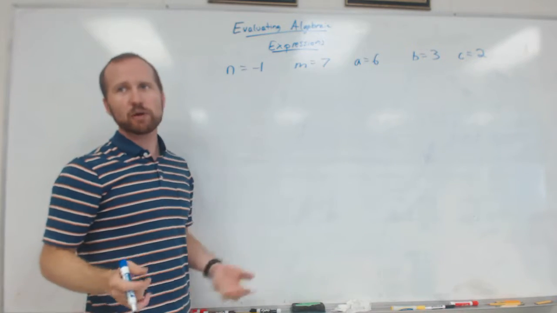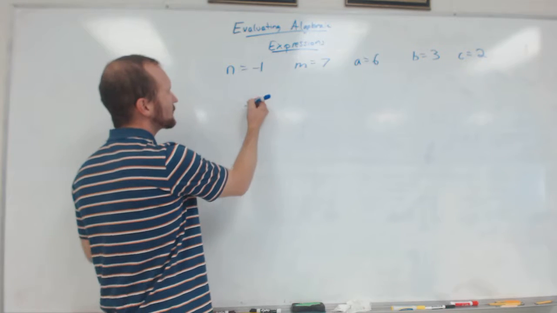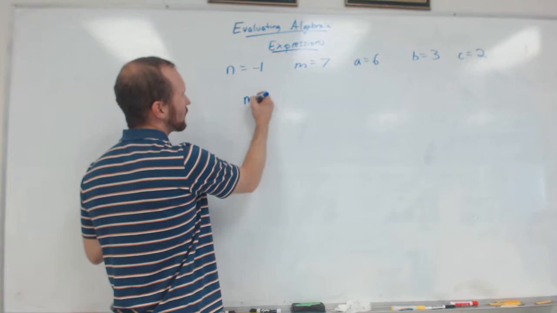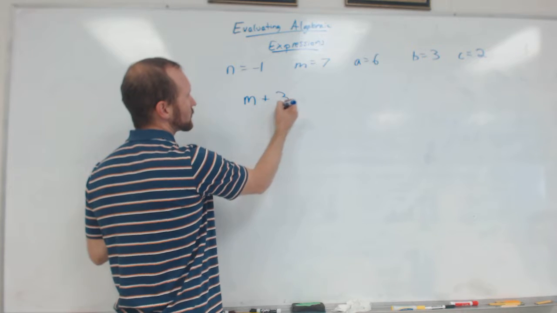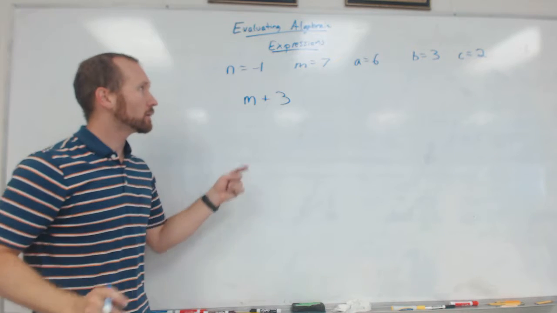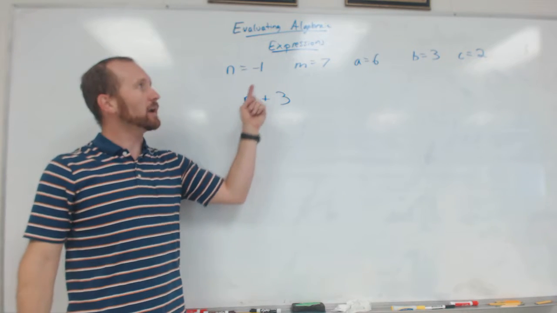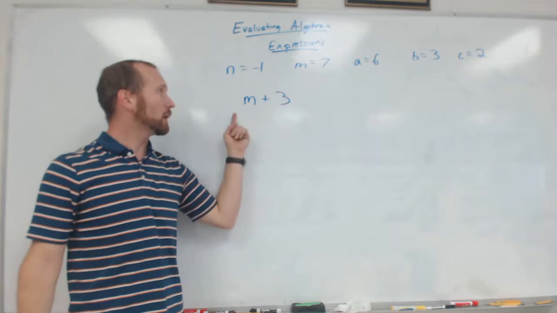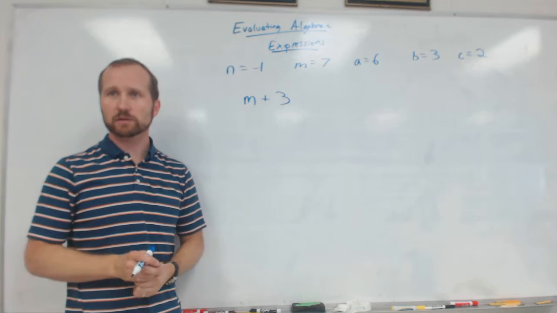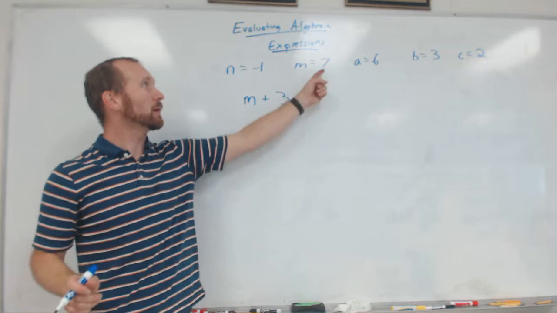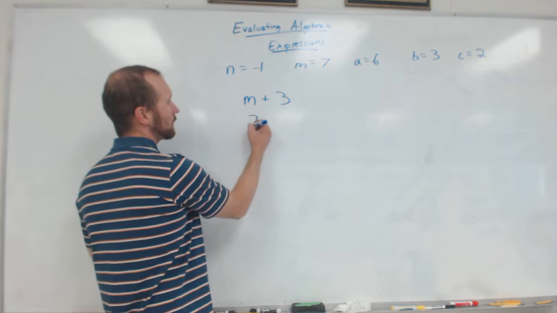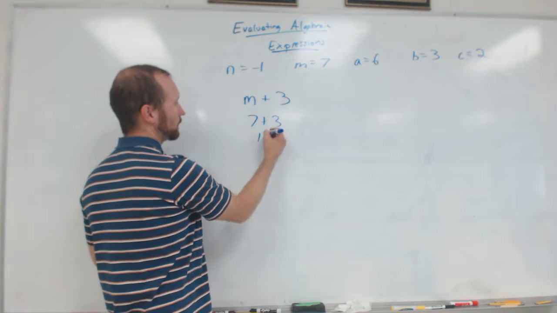And then I'm going to give you expressions. So we might start out with something fairly simple like what we've been doing. m plus 3. What I'm going to ask you to do is find what m equals up here, plug it in, and tell me what that expression equals. So what would m plus 3 be? It would be 7 plus 3, which is 10.